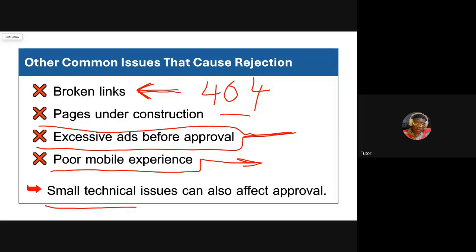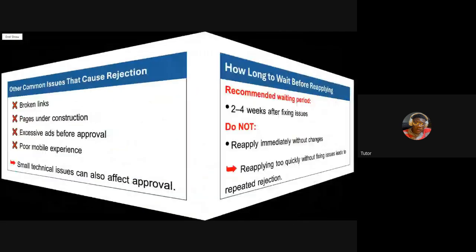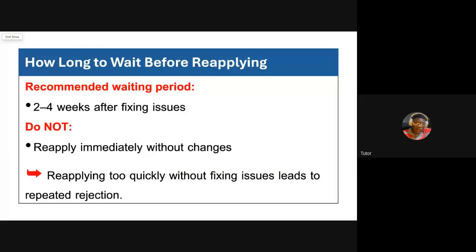Now, small technical issues can also affect approval. So make sure that all those small technical issues are absent in your website. If not, you might get disapproved. Now, how long to wait before reapplying? This is very important, and you should not miss this.